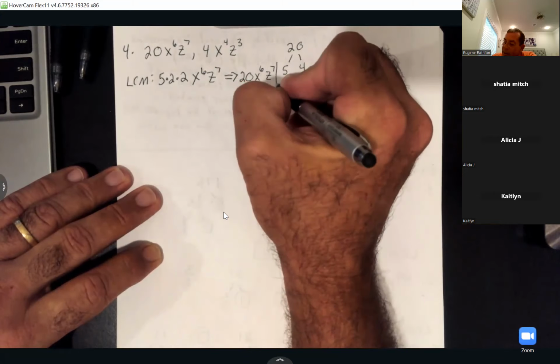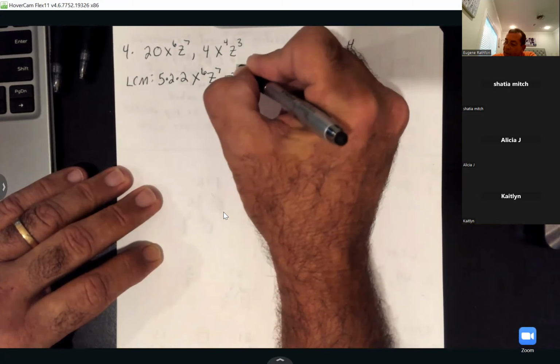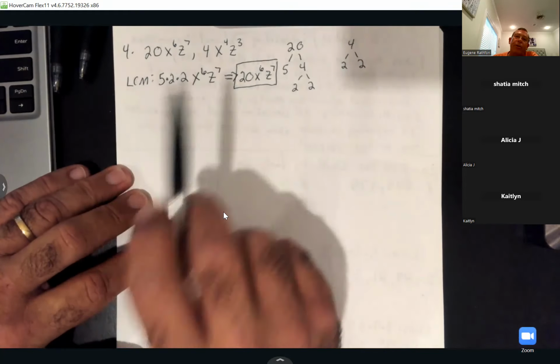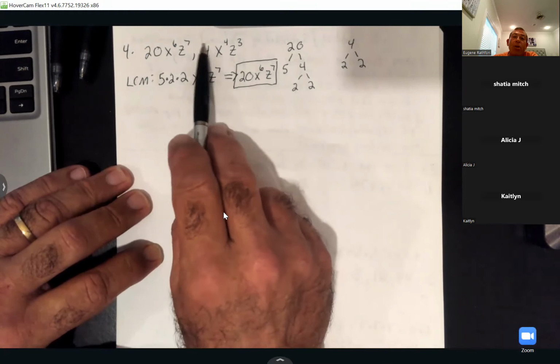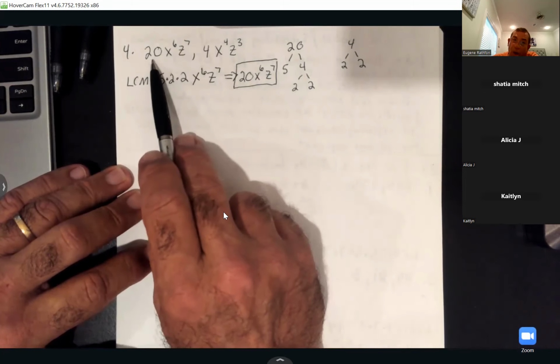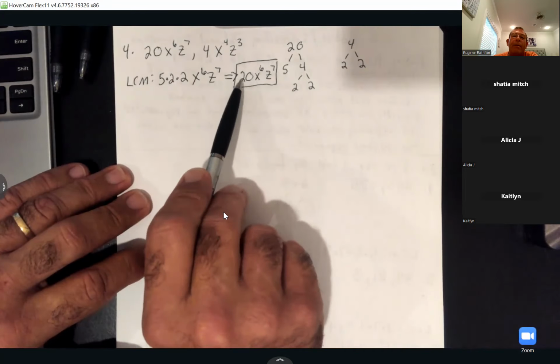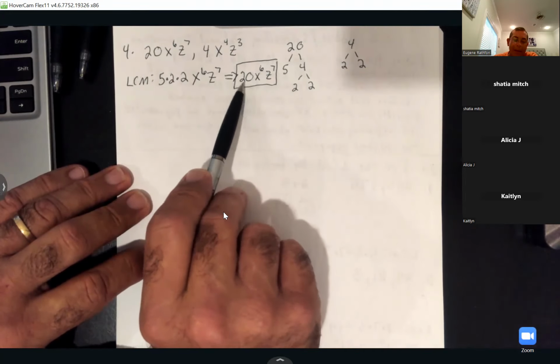So let me box that in so it don't look like it's on with that other part. So y'all, here's a little trick. If your smaller number is a factor of the larger number, it will automatically be the least common multiple, okay?